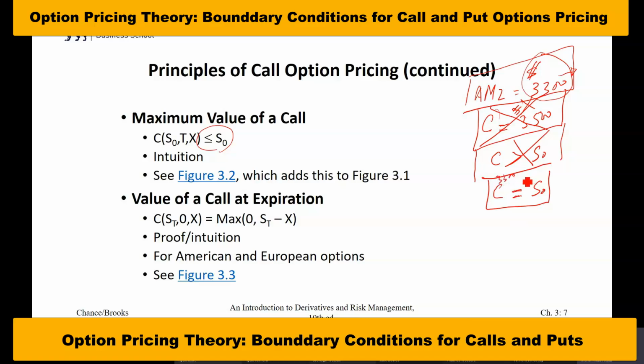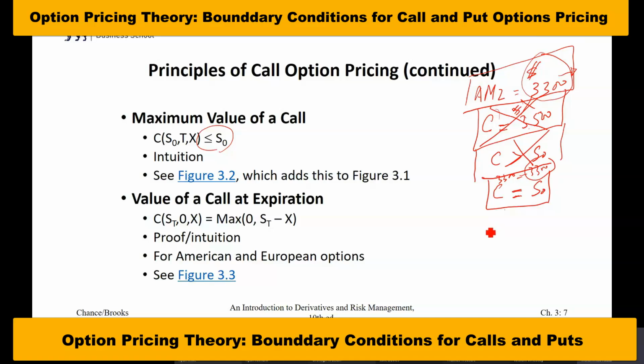$3,300 for a call option, where the call price is equal to $3,300, the price of the Amazon share in the market. But I'm not ready to pay any price greater than this. This is not possible, but this is possible. So why would this be possible?